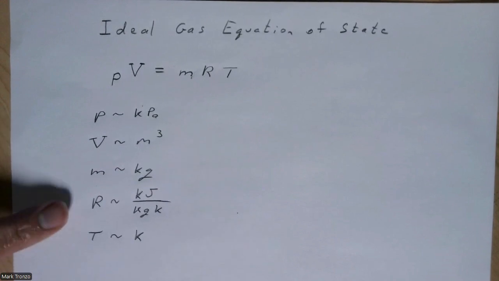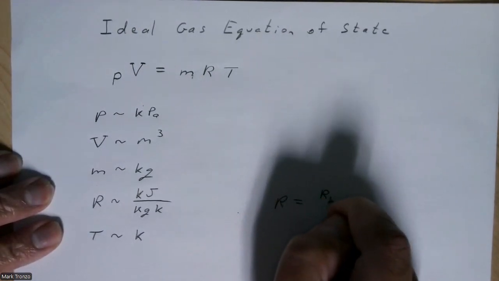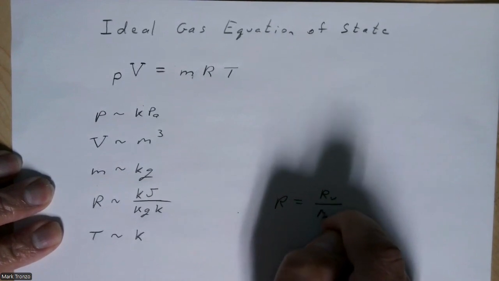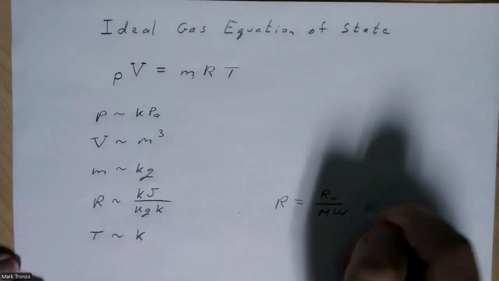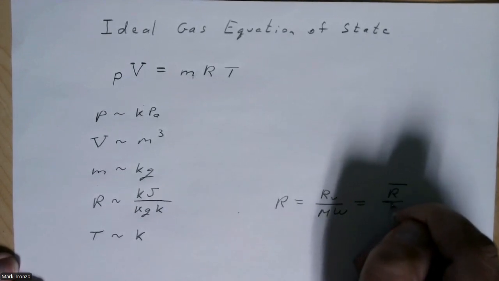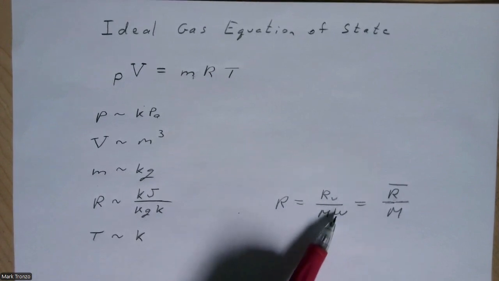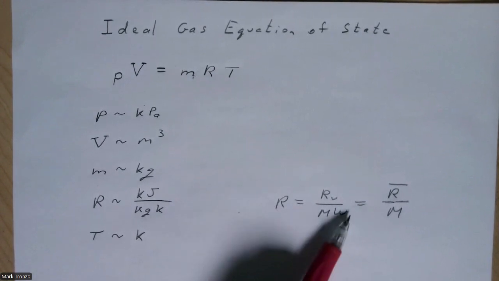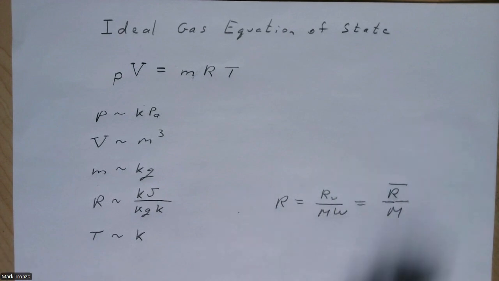Now, R is defined to be the universal gas constant over the molecular weight. Some books, in fact the book I'm using, have an R bar for the universal gas constant, and for molecular weight, they have a capital W. So you'll see it in different places in different books. And so some books, you won't be given the R, but you'll have to look up what the molecular weight is and divide that into the universal gas constant.